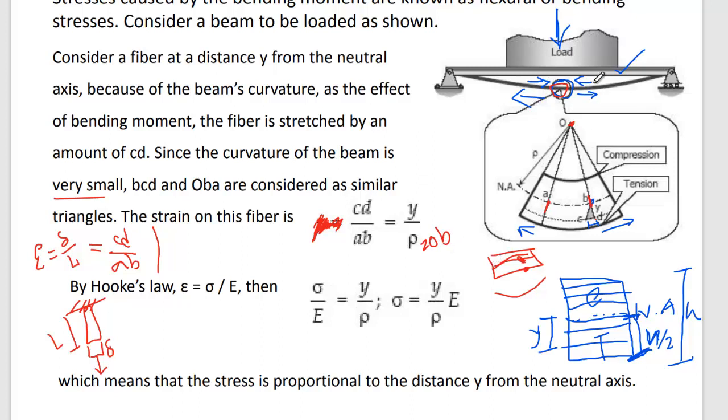Do you understand? Hello? Yes, sir. Do you understand or not? So, from these two similar triangles, we can come to the conclusion that CD by AB equals Y by rho. Up to this is clear? Yes, sir. Respond, otherwise I'm not sure that you are getting this.